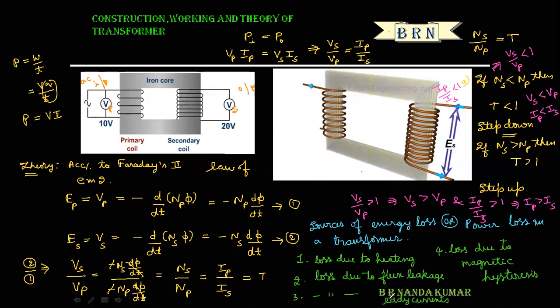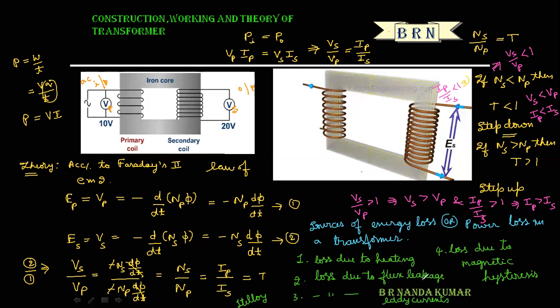Okay, how to reduce the energy loss due to eddy currents? That is also very important. It can be minimized by using a laminated core made of stelloid. Stelloid means an alloy of steel. Loss due to eddy currents can be minimized by using a laminated core.